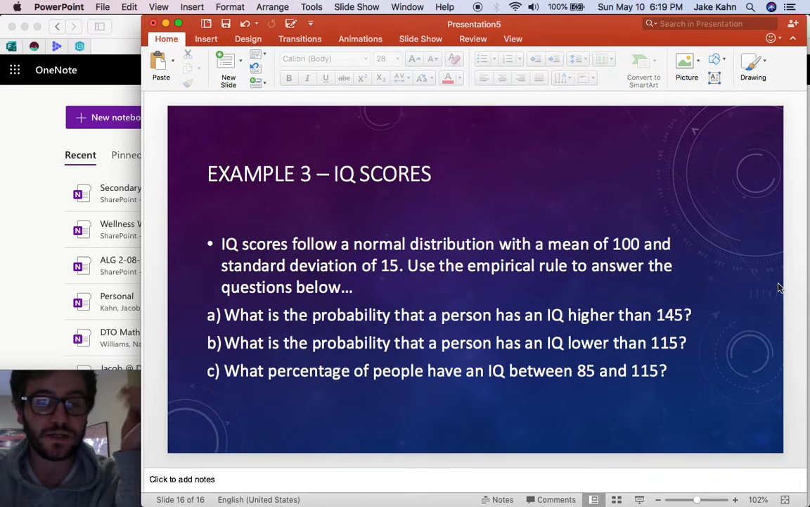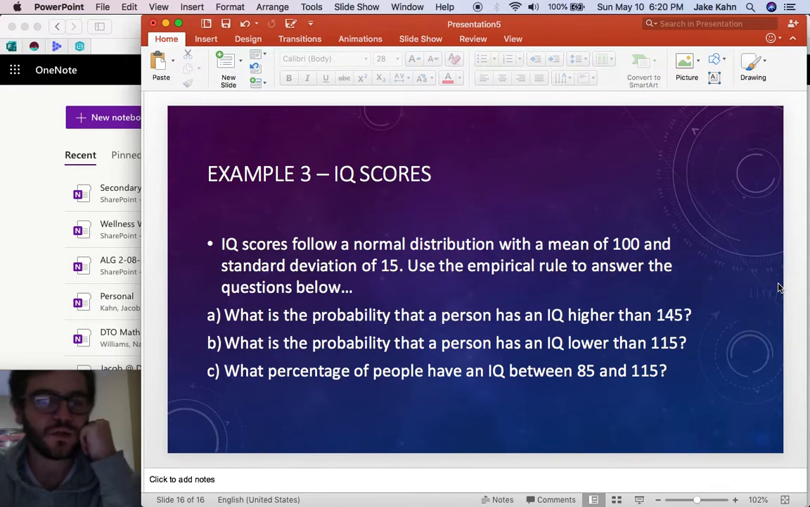Please make sure you understand this and write down the mean and standard deviation. IQ scores, a measure of intelligence that who knows how actually valuable an IQ score is, but people still use it. IQ scores follow a normal distribution with a mean of 100. The average IQ score is 100. This is true. I'm not making this up. And the standard deviation is 15 for an IQ test. Again, these are actual numbers.